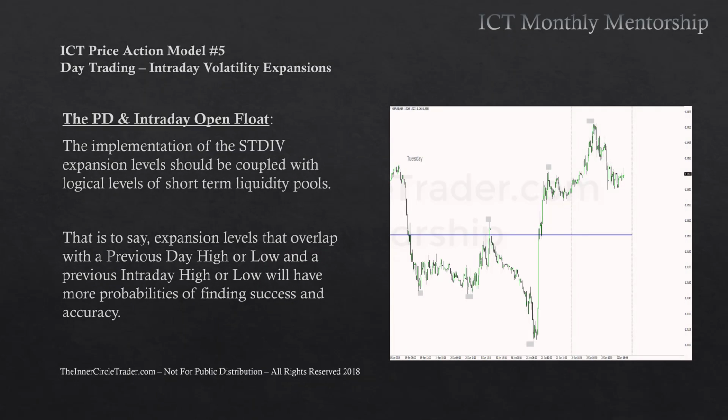All right, the previous day and intraday open float. Implementation of the standard deviations and intraday volatility expansion levels should be coupled with logical levels of short-term liquidity pools. That is to say, expansion levels that overlap with previous day's highs or lows and previous intraday high or low. That could be in the form of intra-week or the same trading day you're looking at right now. Okay, perfect example would be looking at London's high and low when trading the New York session of the same trading day. When you consider these, you'll find that they have more probability of finding success and accuracy.